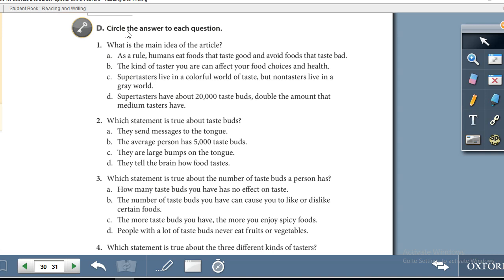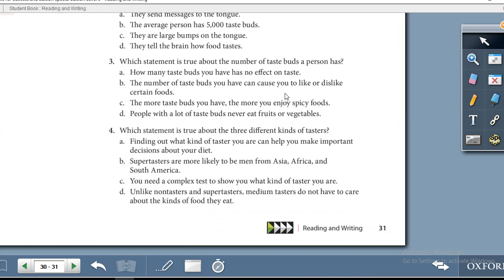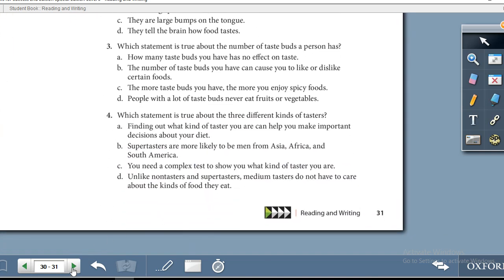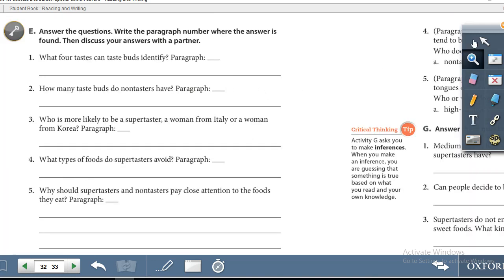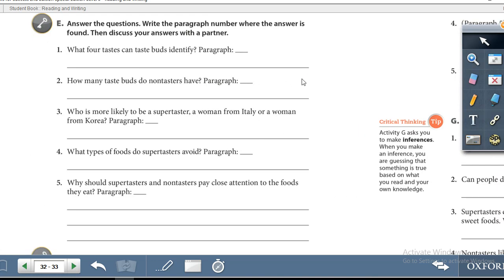Once again, circle the answer to each question. You will read the question, number 1, and then you will choose the correct answer from A, B, C, or D. Where will you get your information? You will get your information from reading number 1. Right, let us turn over to page number 32. Right, we're going to look at exercise E.